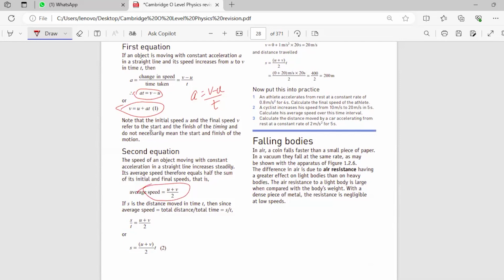But there's a condition for applying that one: the particle should move with a constant acceleration. If the acceleration is not constant, we can't apply this equation. On the other hand, the equation for average speed, that is the total distance over total time, can be applied in any situation. So we can equate both of these. s over t is equal to u plus v over 2, or s is equal to v plus u over 2 into t.